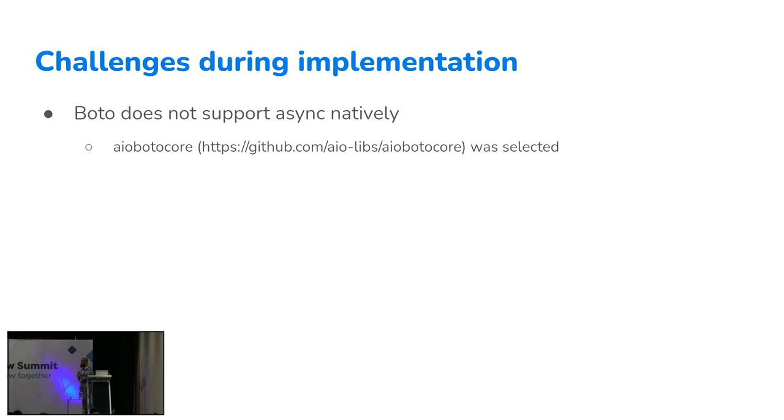We came up using AIO Botocore. That's a community-driven project basically aimed at replicating the functionality of Botocore using asynchronous operation.